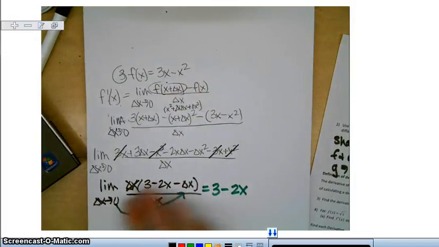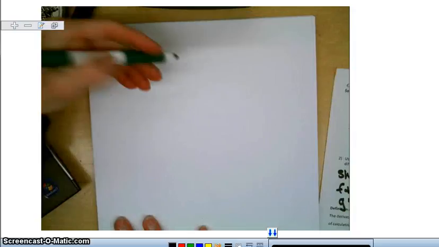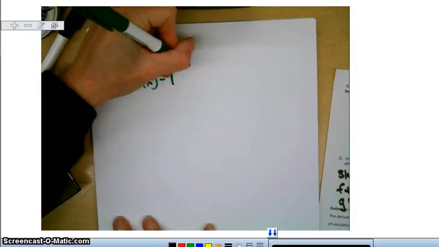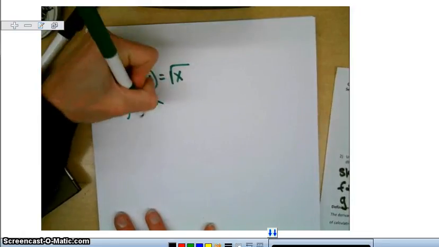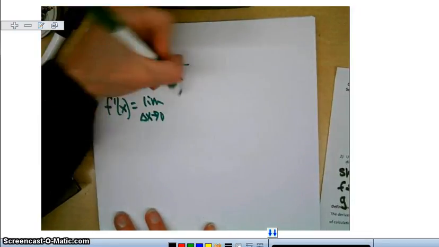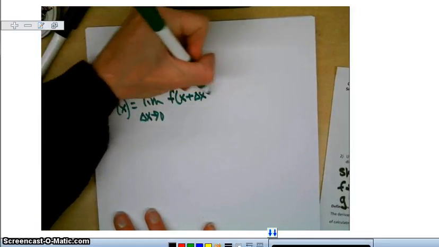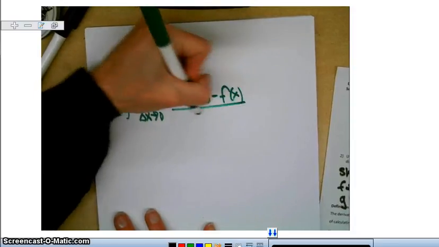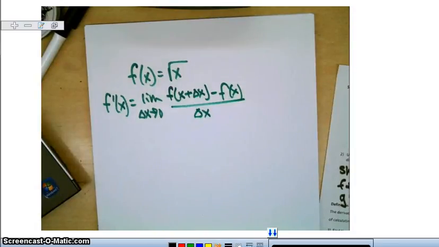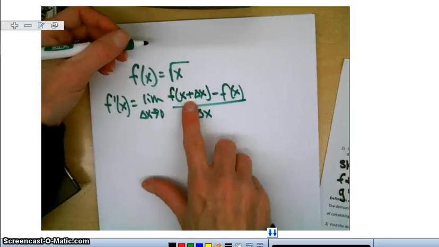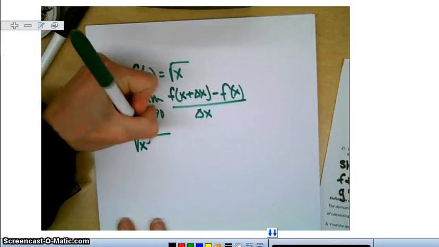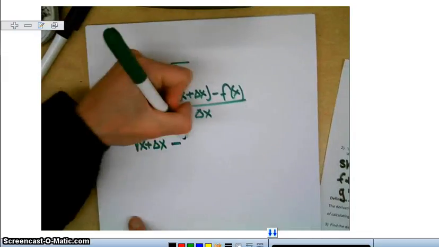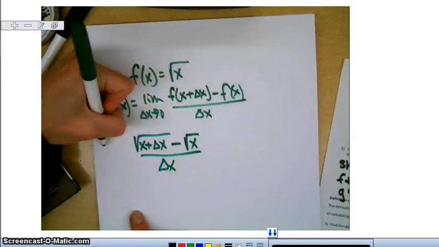Okay, same thing for number 4. I'm going to use exactly the same formula. My function this time, f of x equals the square root of x. The derivative, f prime of x, is the limit as delta x goes to 0 of f of x plus delta x minus f of x all over delta x. So this is taking my function and replacing the x with x plus delta x, minus the function itself, all over delta x.